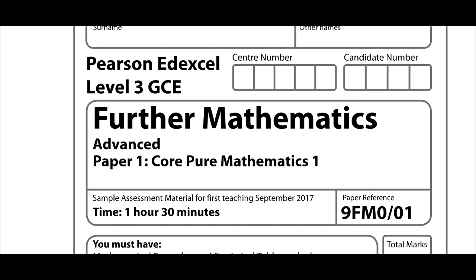Hello guys, this is the EdExcel A-Level Further Maths Paper 1, which covers the Core Pure Maths section, and this is from the sample papers, so let's get straight into it.